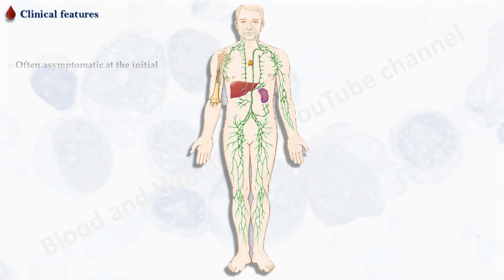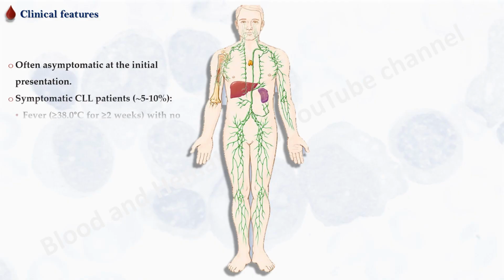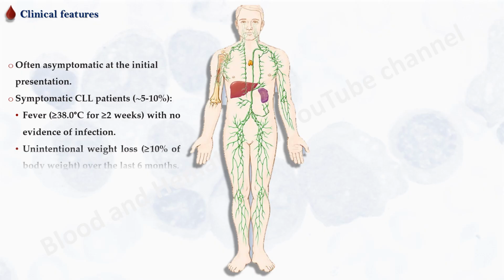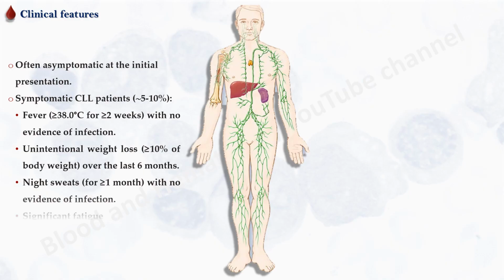Patients with CLL are often asymptomatic at the initial presentation, when a routine CBC reveals abnormal lymphocytosis, leading to CLL diagnosis. Approximately 5 to 10% of CLL patients are symptomatic, with symptoms such as fever with no evidence of infection, unintentional weight loss over the last 6 months, night sweats with no evidence of infection, and significant fatigue.